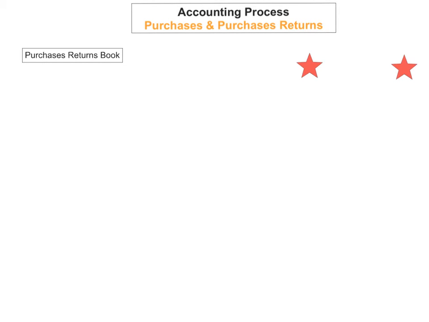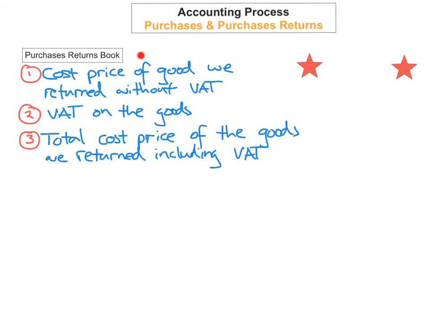cost of the goods that we purchased, excluding VAT. It shows us the amount of VAT that we paid, and it shows us the total price that we paid, including VAT, just like the purchases book. So there you go. The purchases returns book shows the cost price of the goods that we returned without the VAT. It shows the VAT on the goods, and it shows then the total price of the goods that we are returning to the wholesalers, including the VAT.